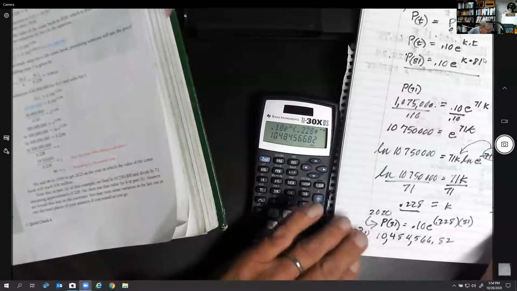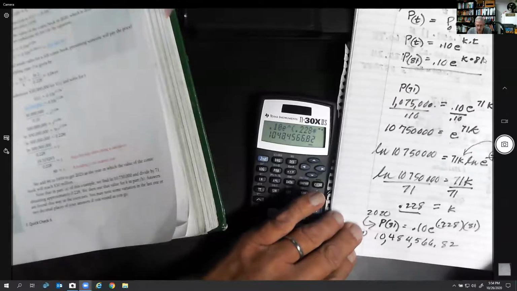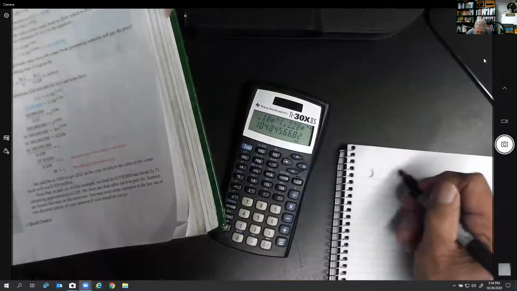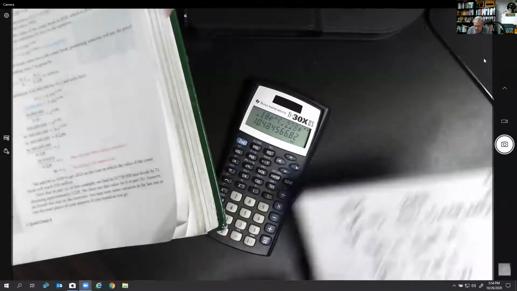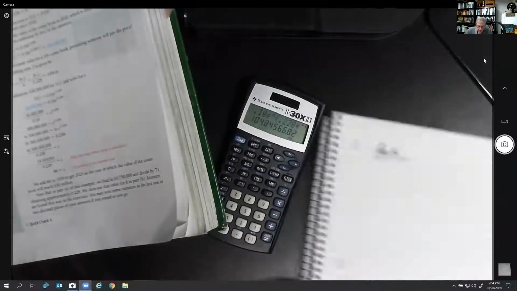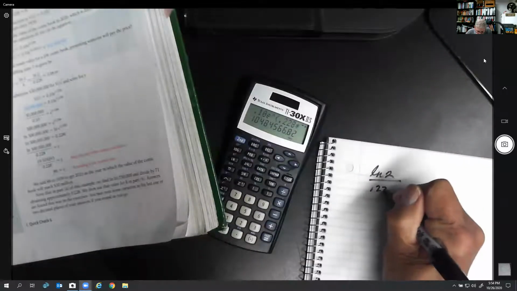Now, what's the next question? What is the doubling time? Well, the doubling time is really easy. That's just ln 2 divided by k. You see why we had to find this k? 0.228. So that's easy to do.